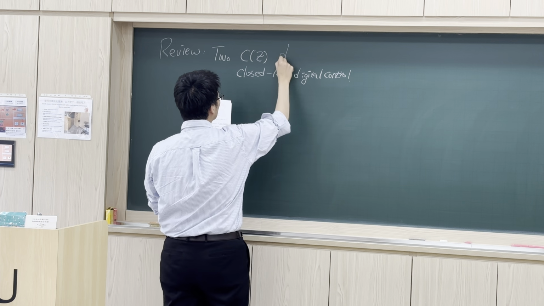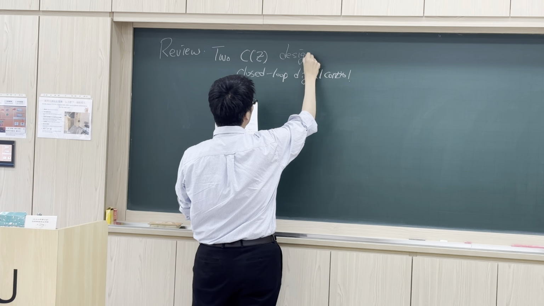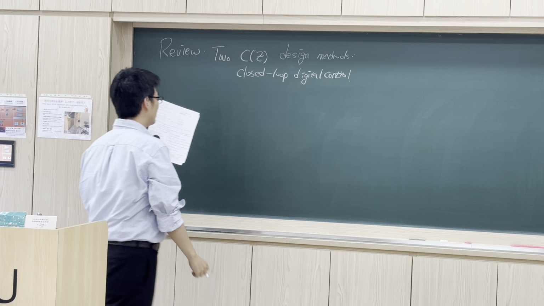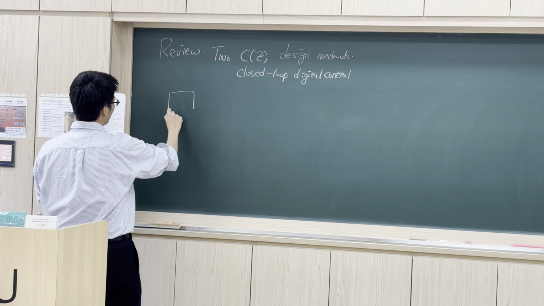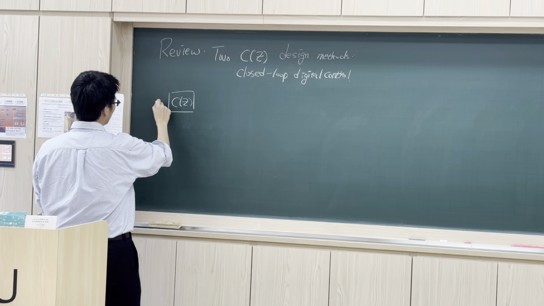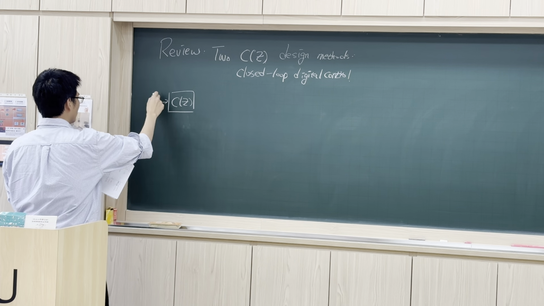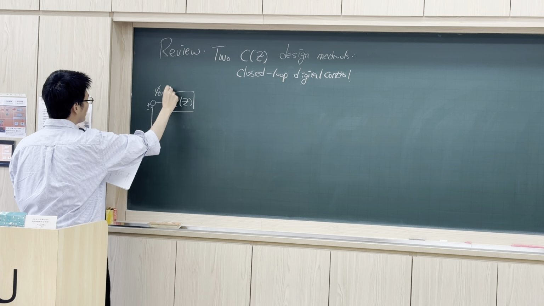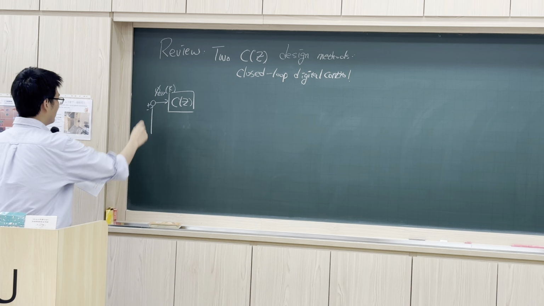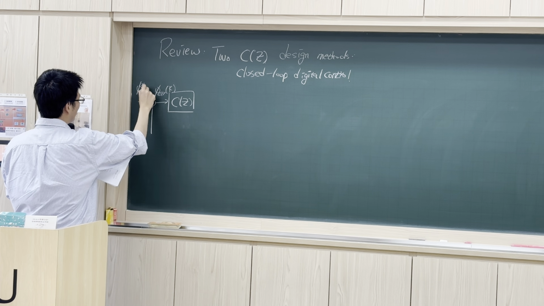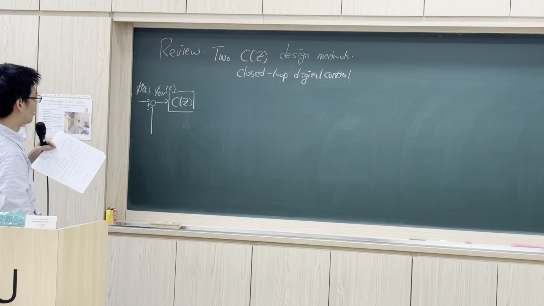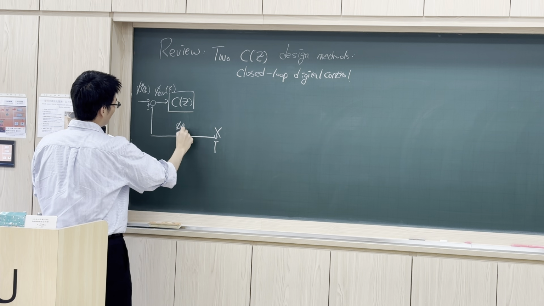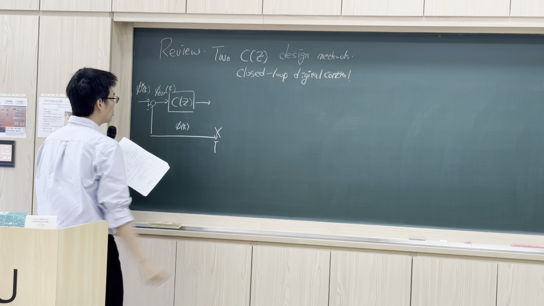Two controller design methods. Okay, so C(z) right now is our controller. The input is our error reference signal in the digital domain, with our command, our tracking command, and our measurement.